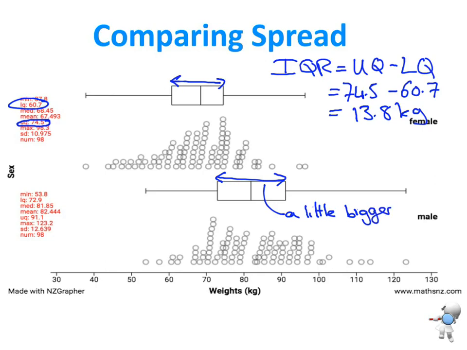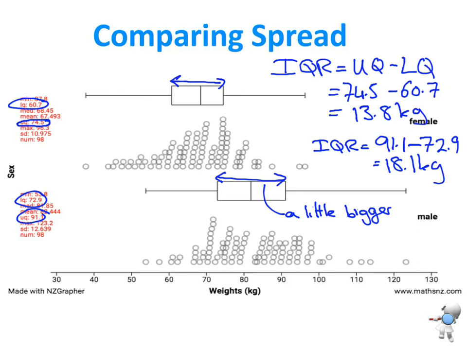So a little more spread out than for the females. But I'd also calculate the interquartile range for that one by doing the upper quartile of 91.1 minus the lower quartile of 72.9, and that gives us a value of 18.1 kilos, which you can tell is a little bit bigger than the 13.8 kilos. So that's telling me the middle 50% of the females is less spread out than the males, or vice versa. The middle 50% of the males is a little more spread out than the females.